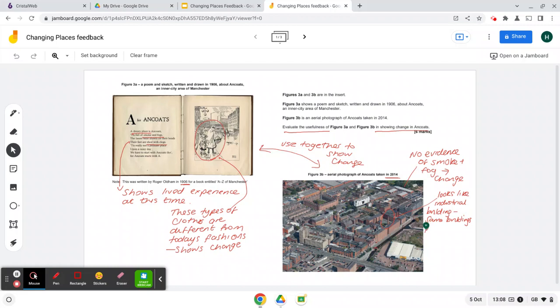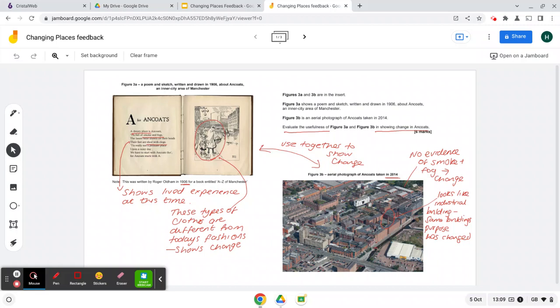However, their purpose has changed. As I mentioned before, you can't see any smoke coming from those chimneys. So it suggests that the purpose of these buildings, although the buildings are still the same, the purpose has changed. So therefore, when used with figure 3A, it's useful in showing change.